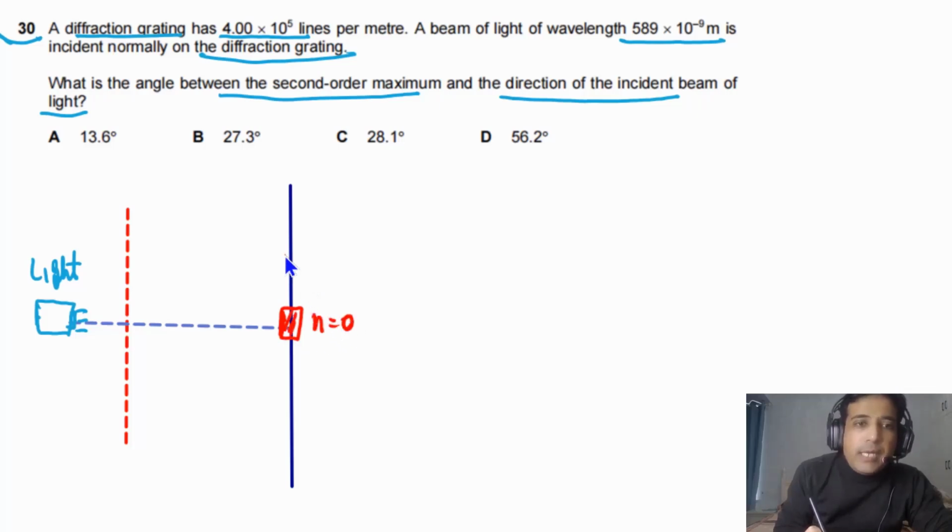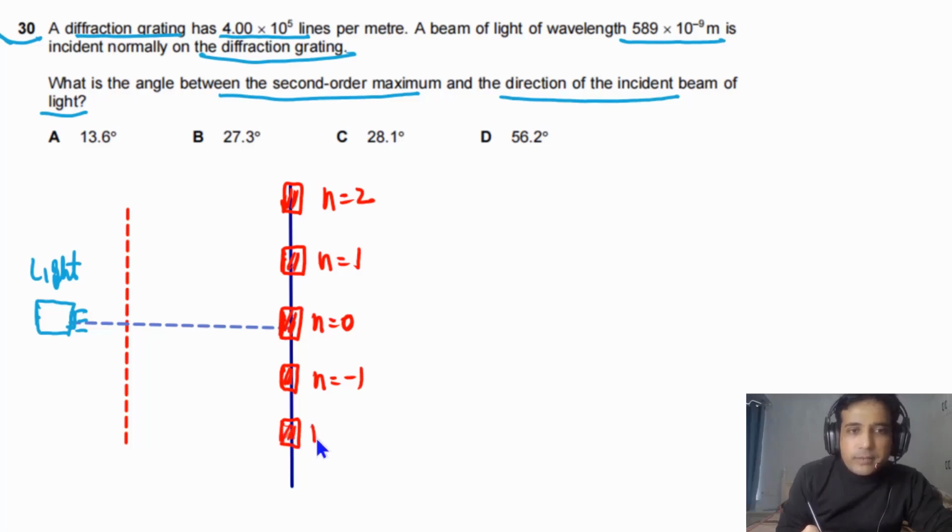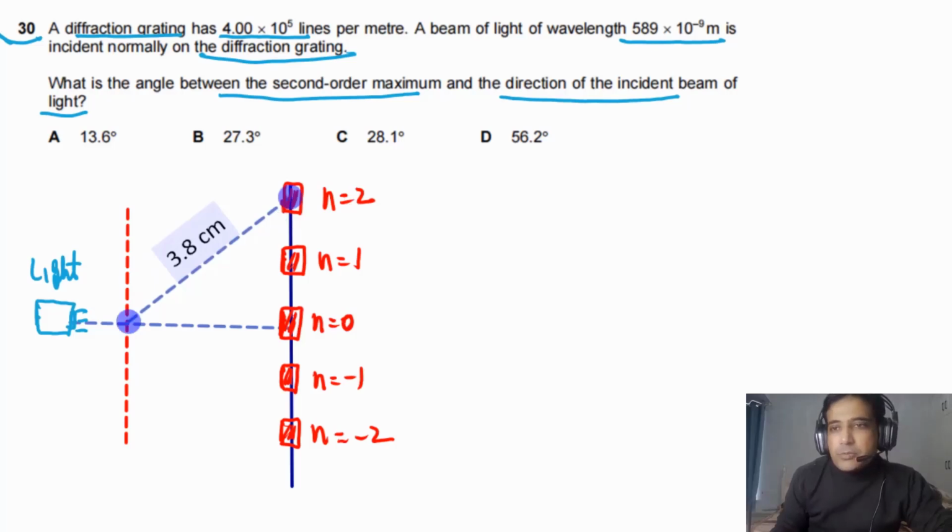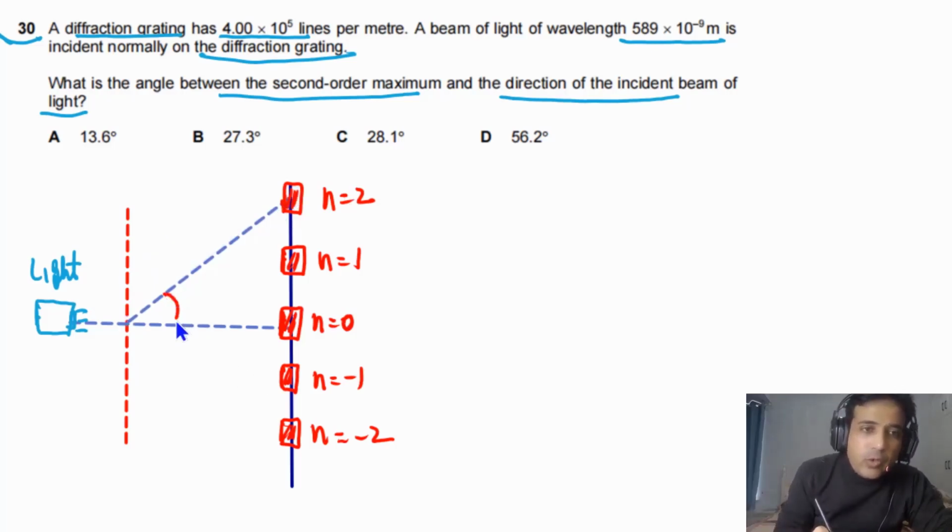Fringe order is equal to 0. And here we will observe another bright fringe, and the order for this one is 1, n is equal to 1, first order. And here we will observe the second order bright fringe, n equal to 2. Also in the lower part, we will observe bright fringes, and for this one it will be minus 1. Negative simply means this is in the lower part. We will also observe another bright fringe, minus 2. Now this question is simply asking us to find the angle between the central maximum and the second order maximum. So we need to find the value of this angle.